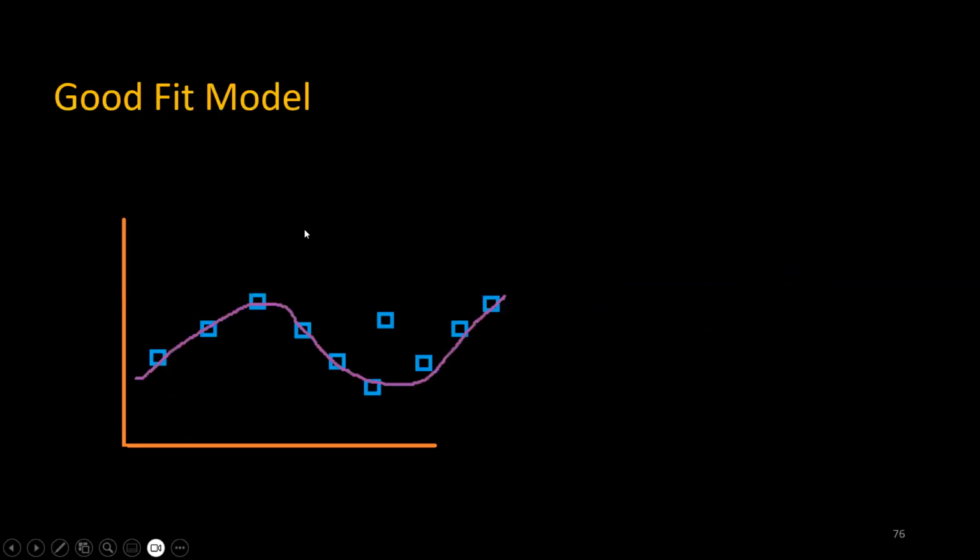Now this is a good fit model. If a model is neither underfit nor overfit, then it is a good fit model. So here we can see that the model is trying to learn all the patterns present in the data. In that case, it is leaving a few of the data points, which is okay. But it is learning the important pattern. Look at this model. It has learned the variation of the data points. So it will perform well both during the training and during the testing.